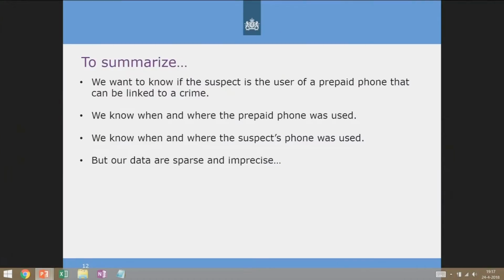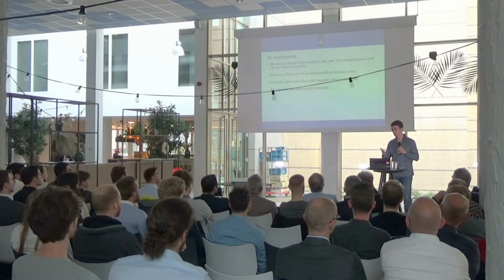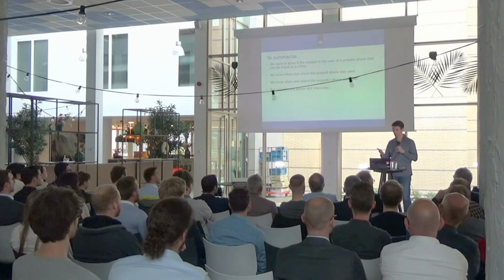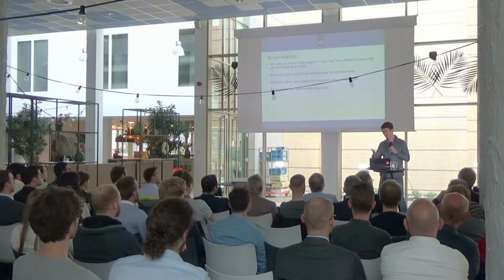So to summarize, we want to know if a suspect is the user of a certain prepaid phone that can be linked to a crime. By the way, the reason suspects may be using a prepaid phone is because most criminals are smart enough not to use their own private phone when arranging their criminal activities. It will be too easy to trace the communication, so they try to be smart. They buy a separate phone, which they immediately throw away after the crime has been committed. Or if they're smart, they burn it or do something to it.